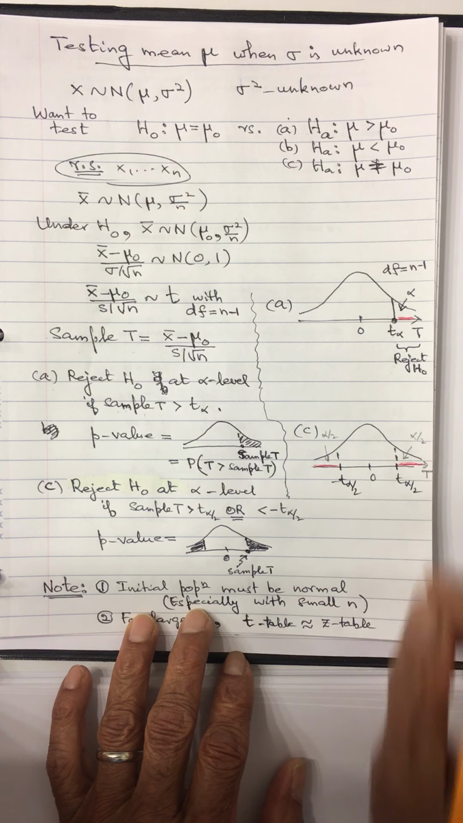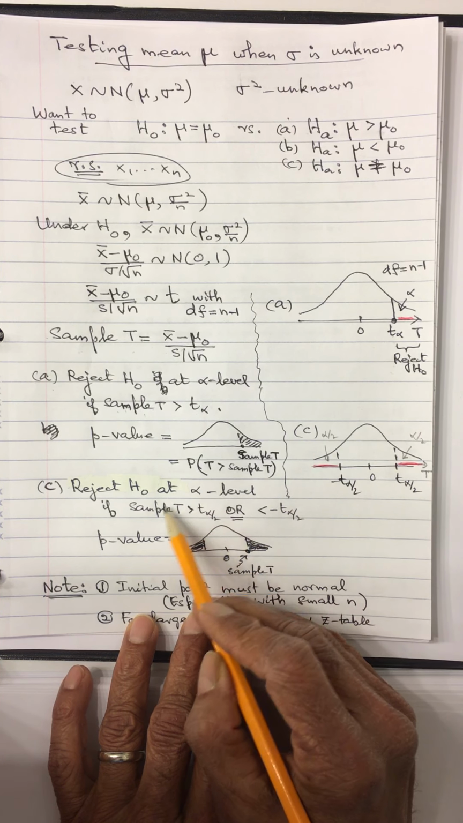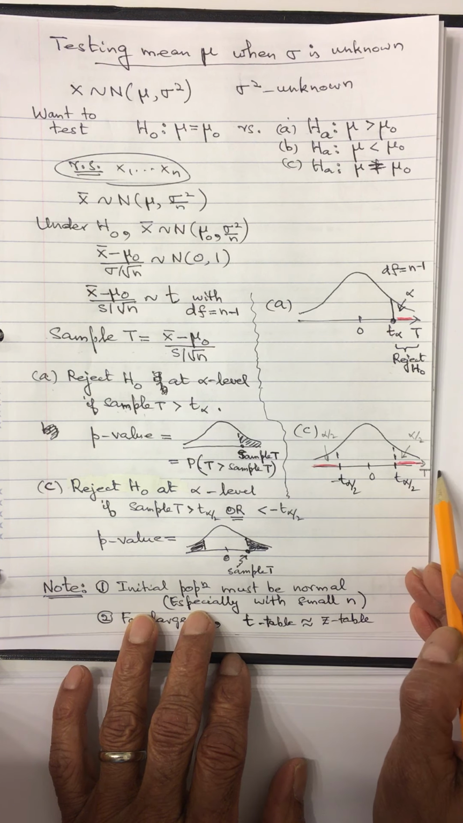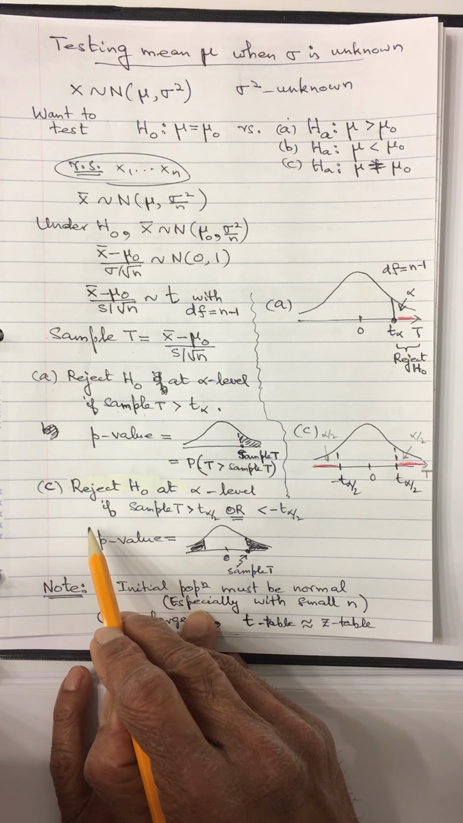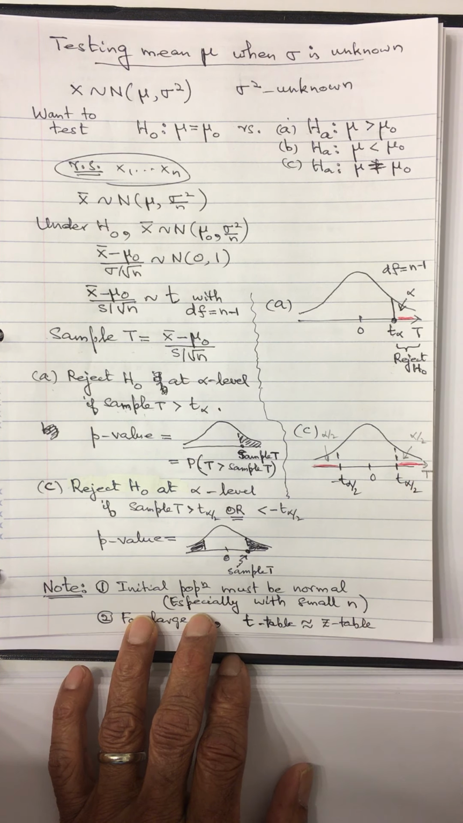So then you get that cutoff from the t distribution, and if the sample t is going to be in here or in here, then you reject the null hypothesis and accept the alternative hypothesis at alpha level.